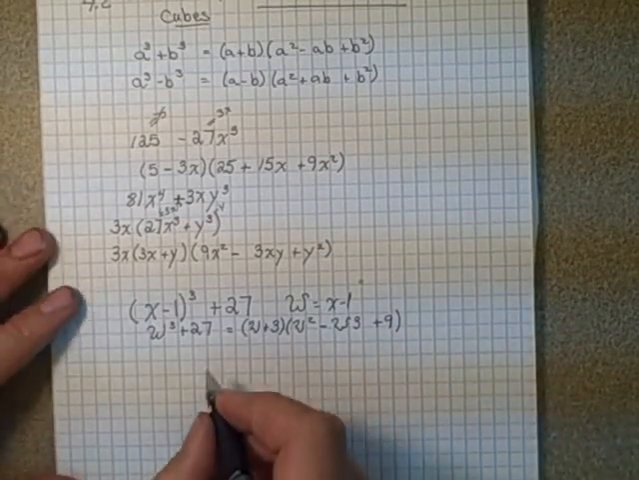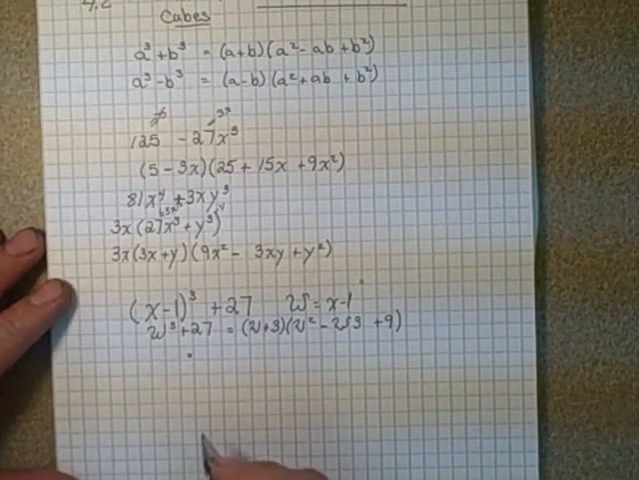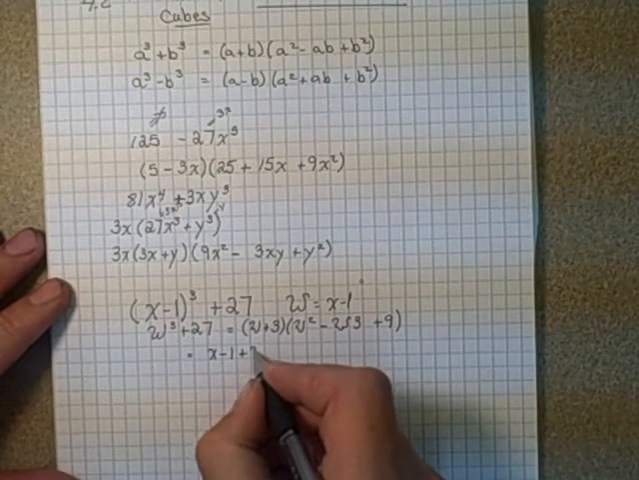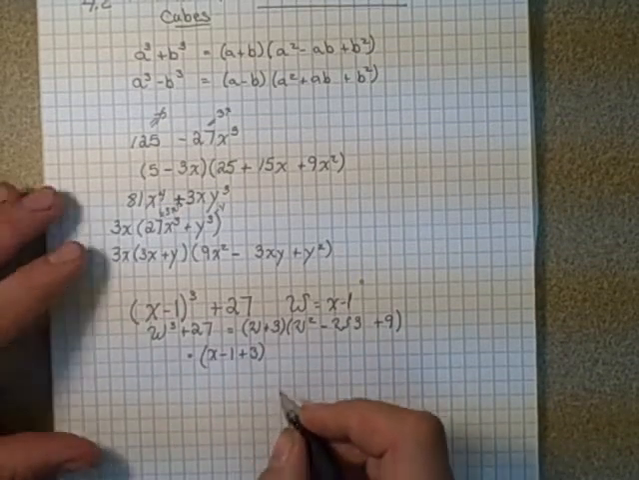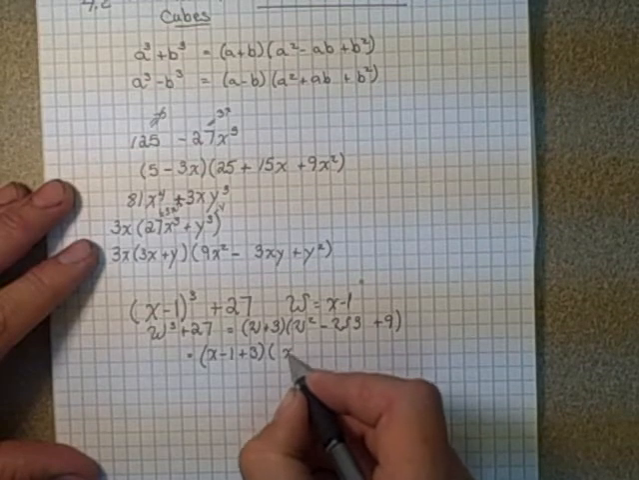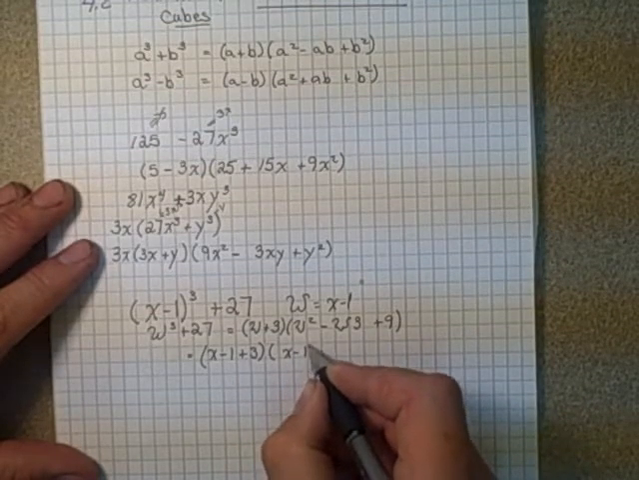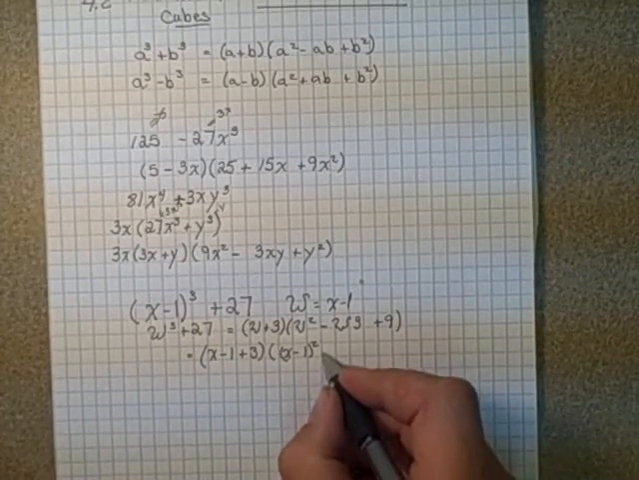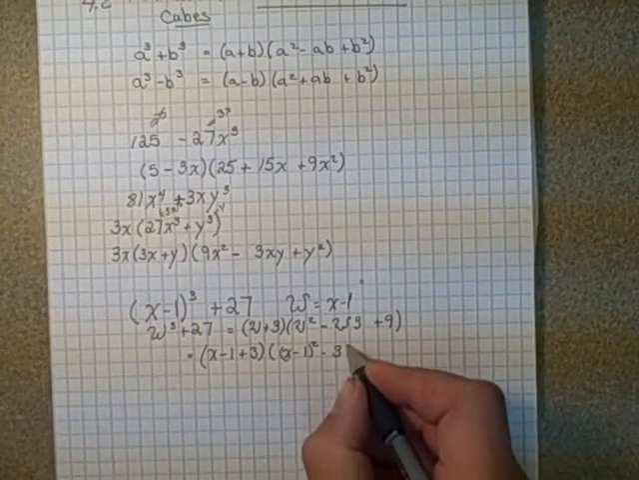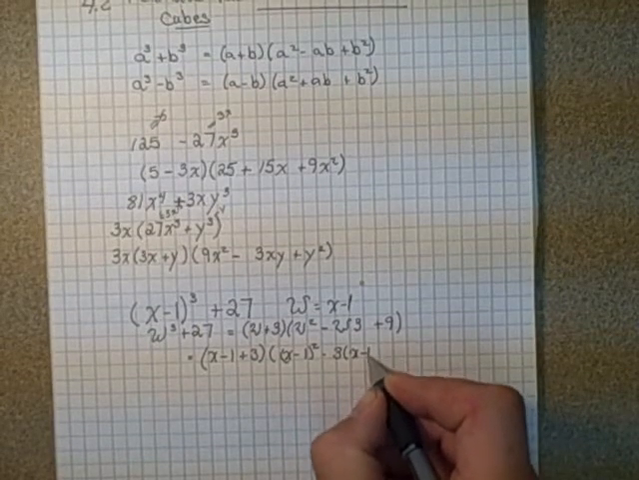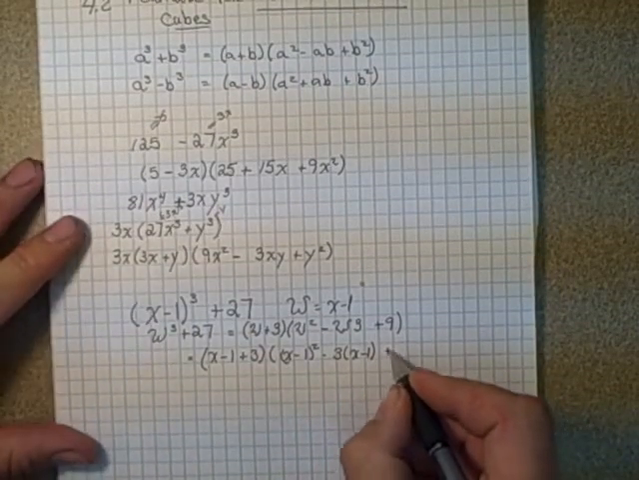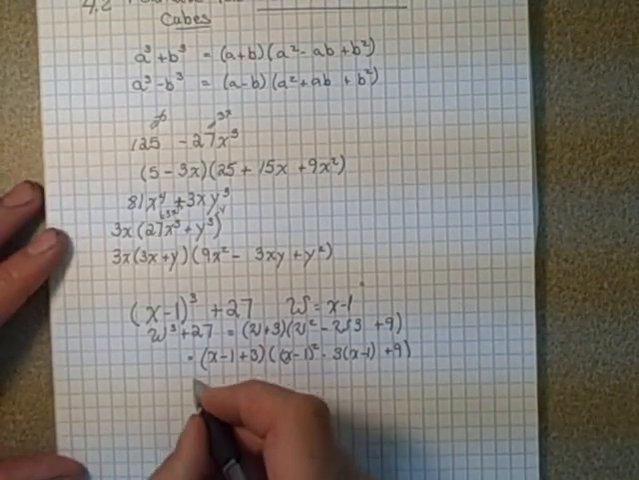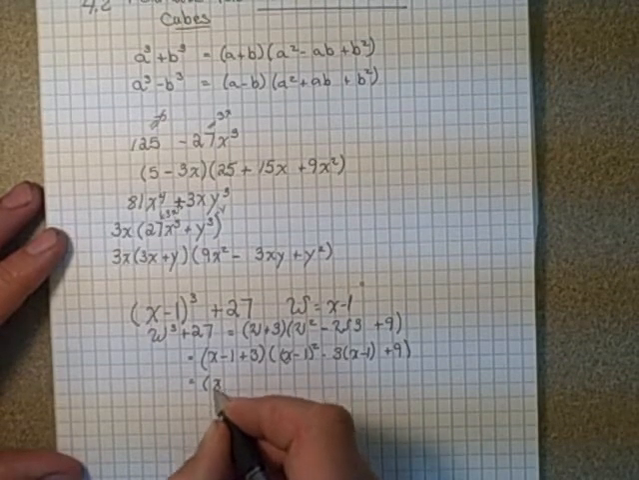Then we plug back in our terms for what w represents. So that's x minus 1 plus 3, and we can simplify that later, times x minus 1 all squared. We have brackets inside of brackets there. And minus, and I'm going to put the 3 in front, 3 times x minus 1, plus 9. We can see we can do some reducing in this problem. Let's reduce this: x plus 2.